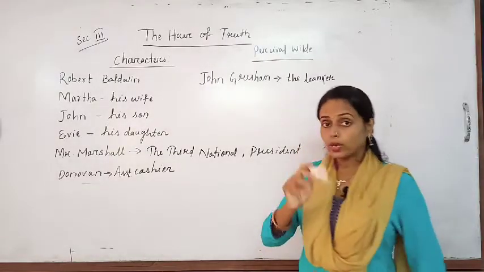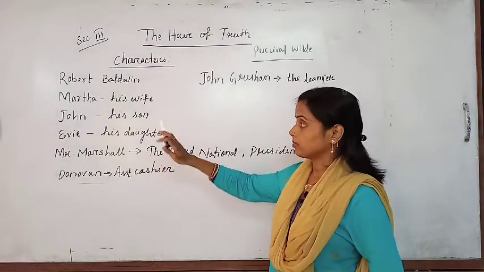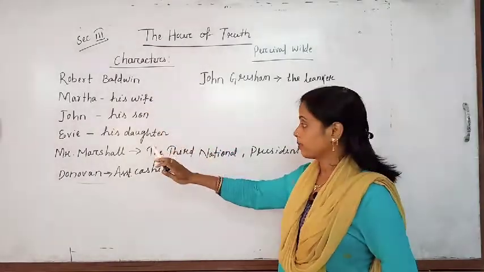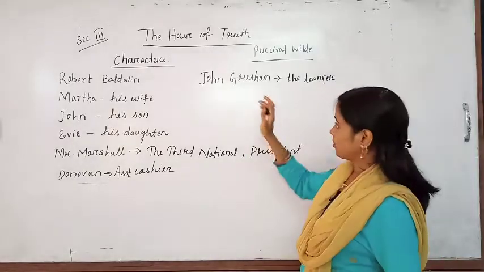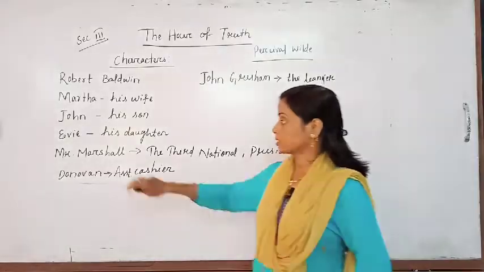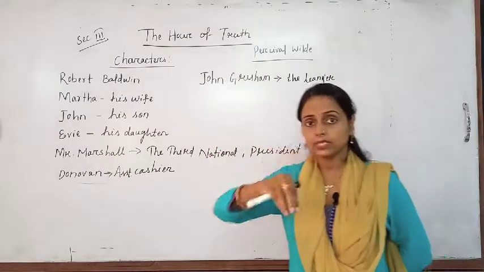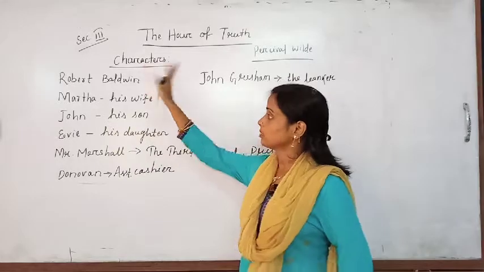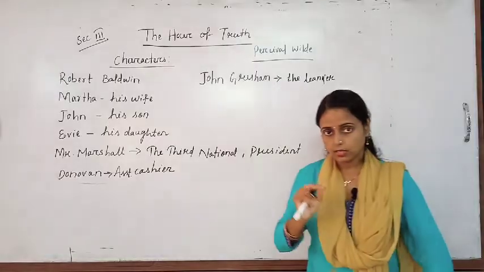Okay, look, what was John speaking beforehand? He was speaking that Robert Baldwin will not get an appointment in the Third National, because people will trust that along with John Gresham, Robert Baldwin was also the culprit. But right now Mr. Marshall, who is the president of the Third National, himself is offering a job to Mr. Baldwin in the Third National. Understood? It means something fishy is there.